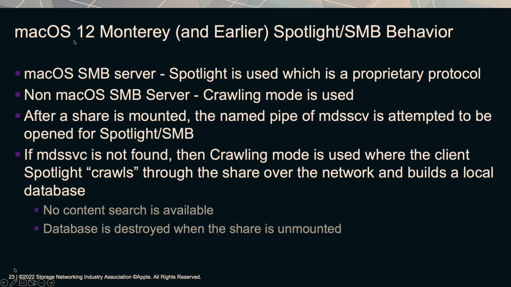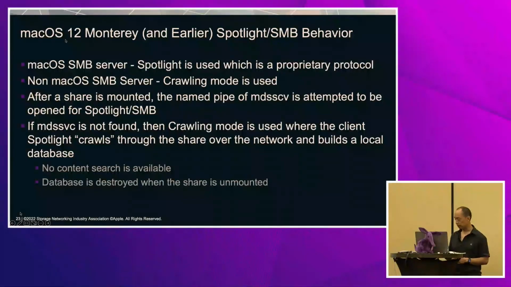Crawling mode is where the client Spotlight process essentially crawls through the share, just poking around, and it builds up a local database. But you don't have any content search. You just have some really basic search stuff. And the bad part is when you unmount that share, that database is destroyed. So when you mount the share again, it starts the crawling process from the beginning again.